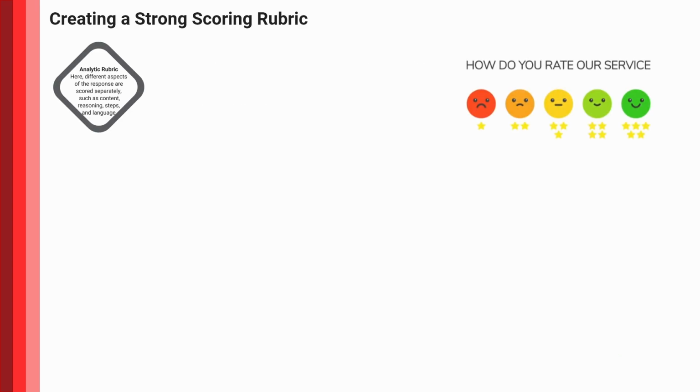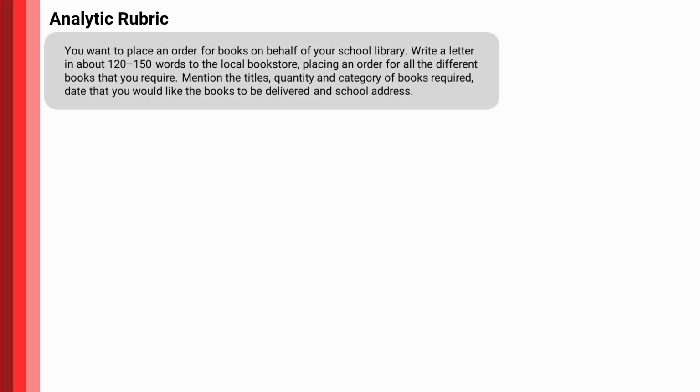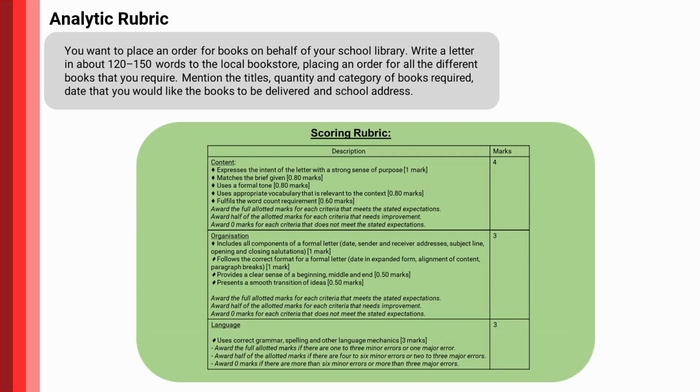Analytic rubric works differently. It breaks down assessment into separate components, scoring each aspect individually. In this example, the question is to write a letter in 120 to 150 words to the local bookstore, placing an order for all different books that you require. The rubric is divided into 3 categories: content 4 marks, organization 3 marks, and language 3 marks. This approach provides a more detailed and granular feedback.